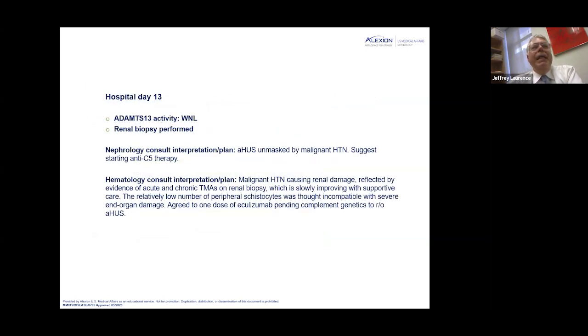On hospital day 13, his ADAMTS13 comes back within normal limits. Again, it takes us about 5 to 7 days to get it back. They decided to do a renal biopsy. And the nephrologist and the hematologist both look at the biopsy.